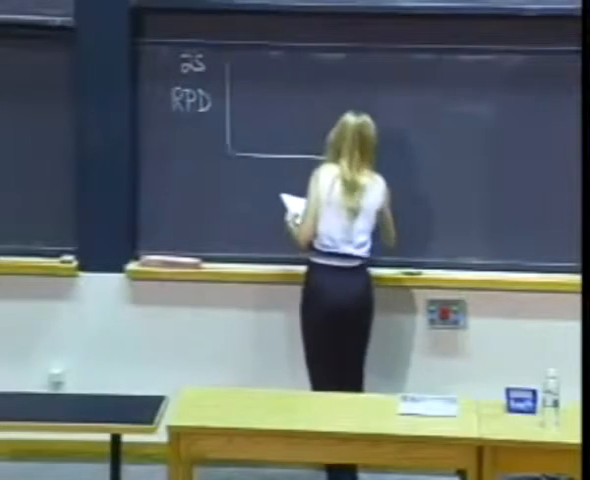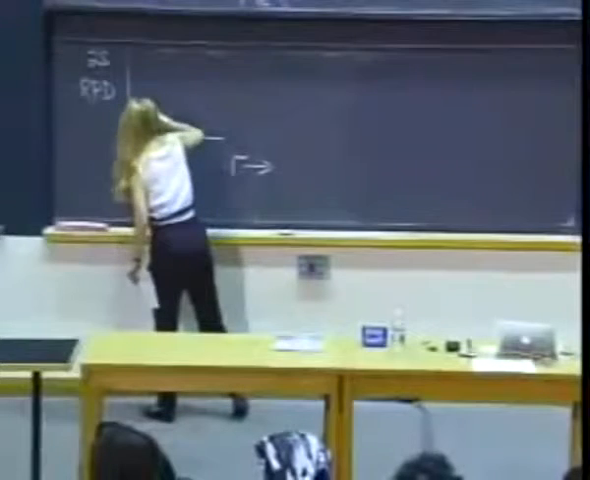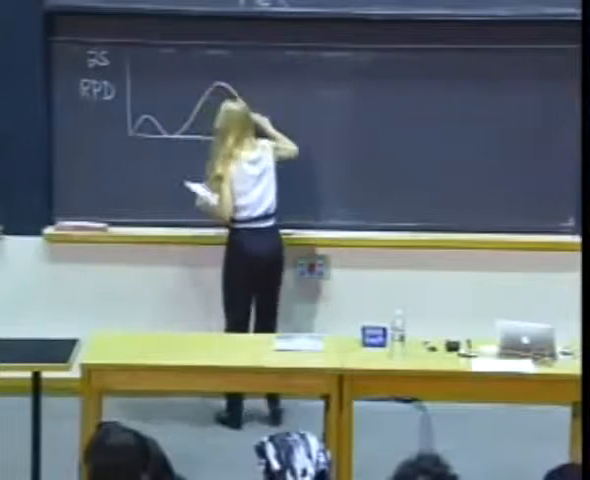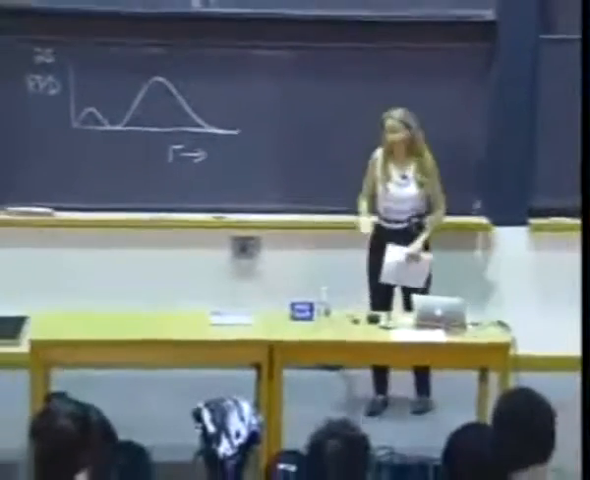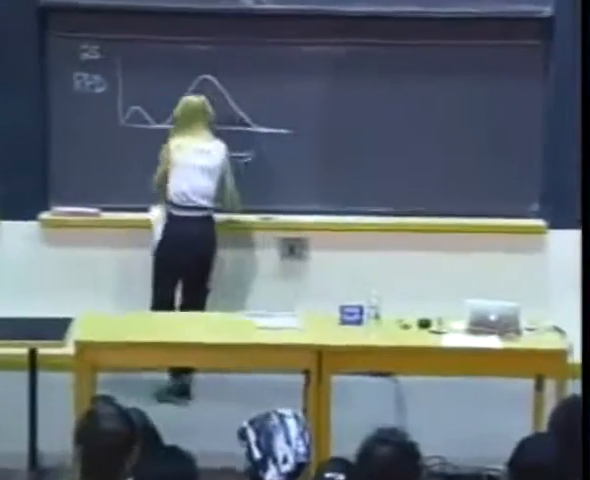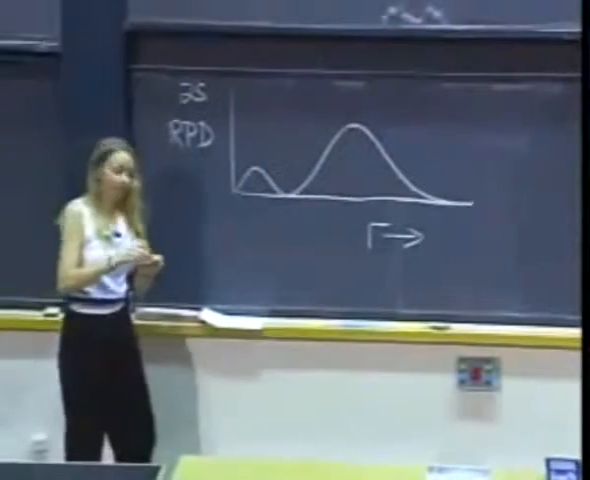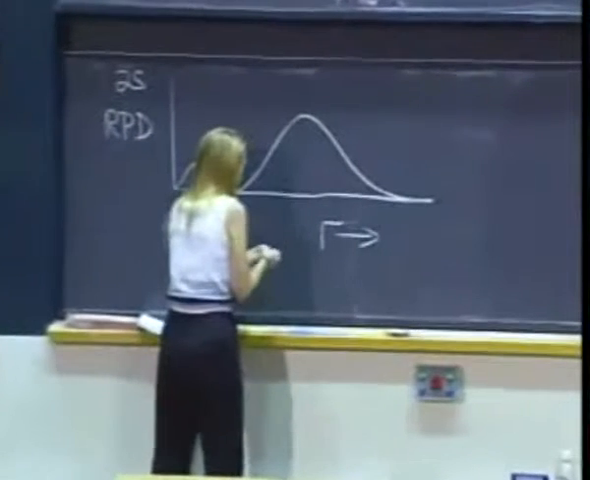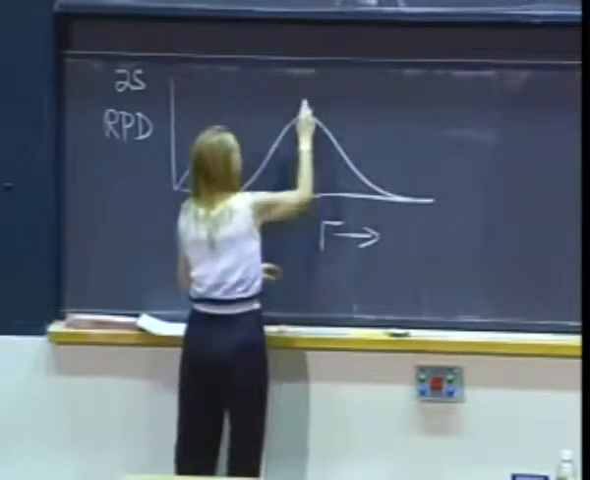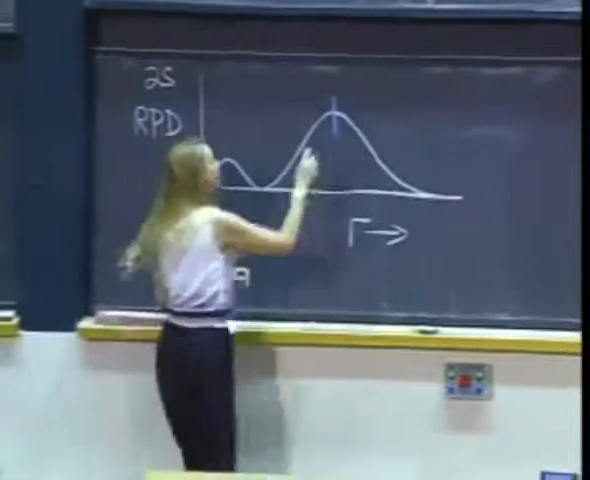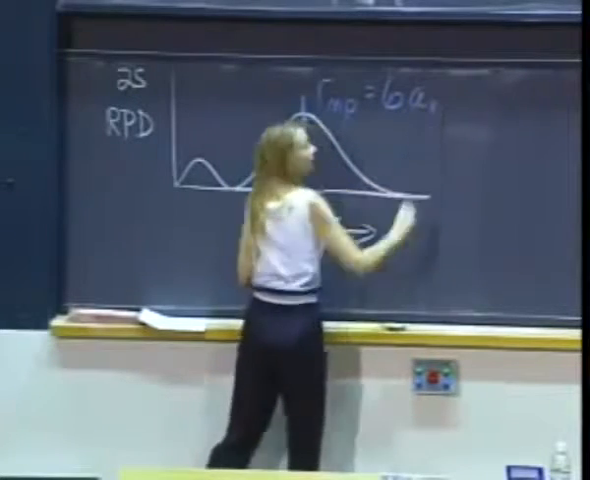This is versus R. All right? And if I plot it, what I'm going to see is something that looks like this. All right? Lo and behold, the most probable value here of R, RMP, this most probable value, is actually 6A0.